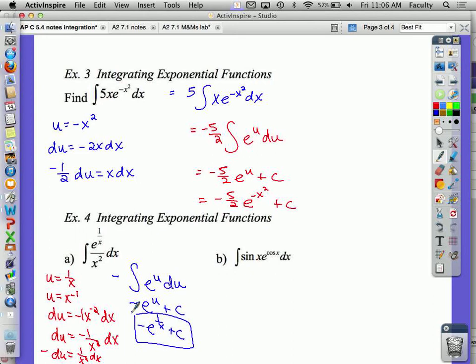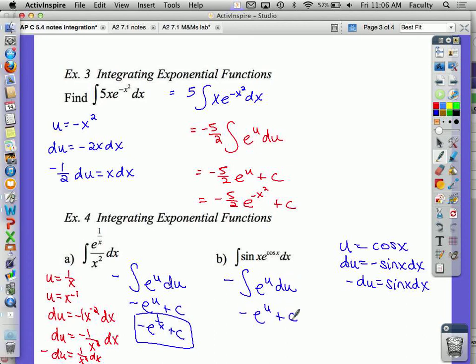Okay, not bad. And then what did you let u be in letter B? Cosine x. Good. So if u is cosine x, we see du. Now be careful. The derivative of cosine is negative sine. So this will be negative the integral of e to the u du. So it's negative e to the cosine x plus c. Okay?